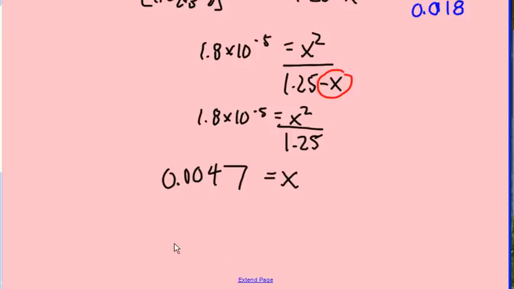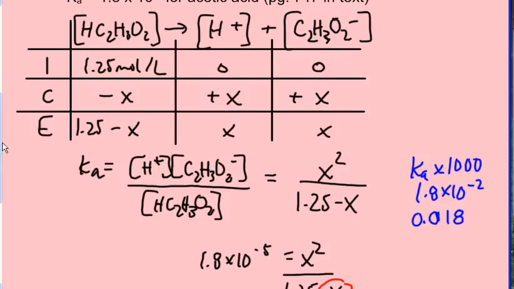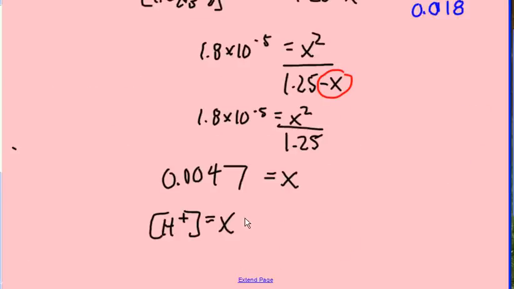And my value for x that I get is 0.0047. So in this case, if I'm trying to find the concentration of hydrogen so I can find the pH, the concentration of hydrogen ion at equilibrium is equal to x, which is equal to 0.0047 moles per liter. And we can find the pH from that.